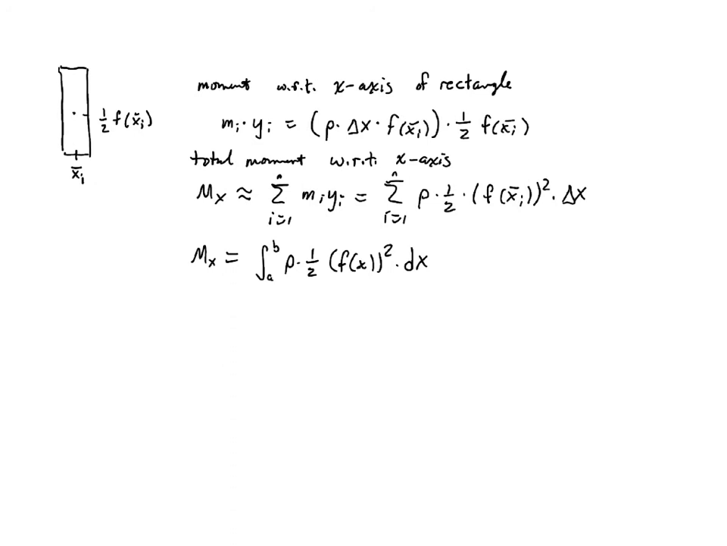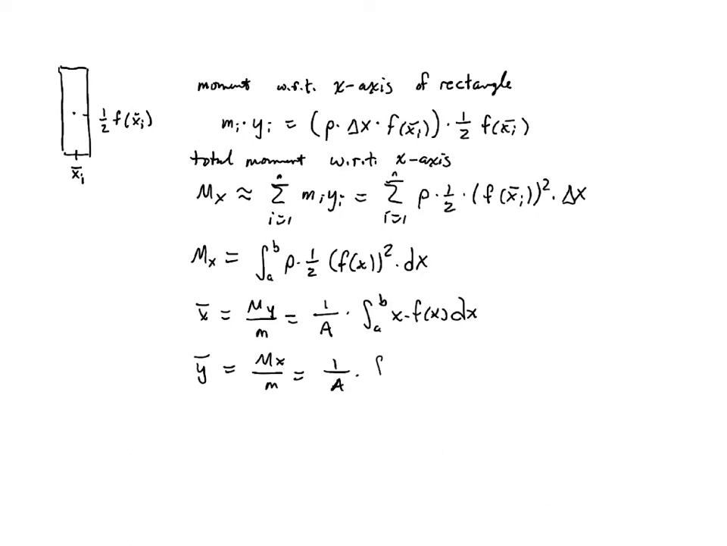And then we can put those in with the formulas for the center of mass, the centroid, to again find that x bar is m sub y over m, and we write that as 1 over A times the integral from a to b of x times f of x dx, as we saw on the first page, and y bar is m sub x over m, which cancels to 1 over A times the integral from a to b of 1/2 f of x squared dx.